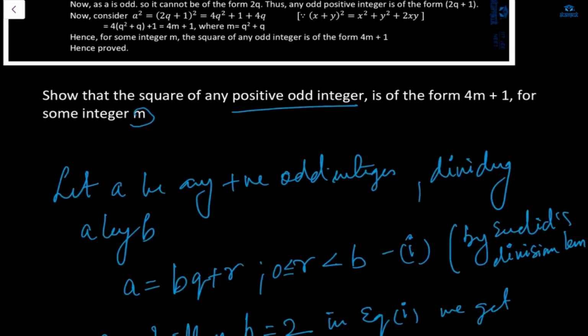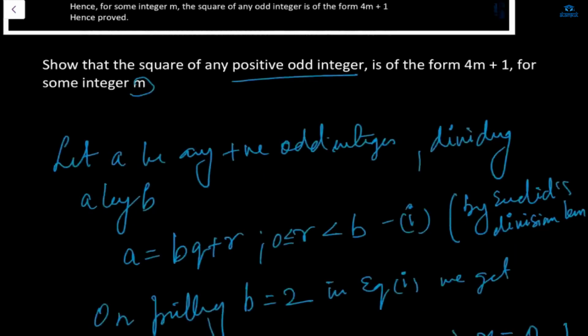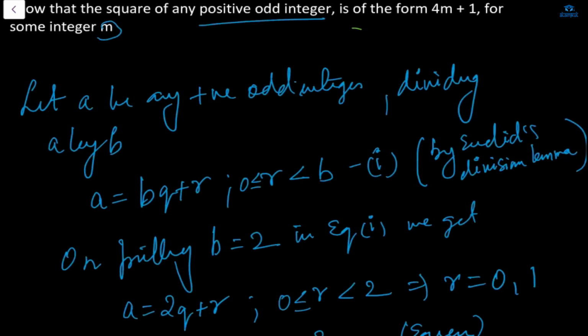Now we are again taking a and b. Here we are taking a because it is asking about any positive odd integer. So let a be any positive odd integer, and we are dividing a by b. If I'm dividing a by b, I'll get a is equal to bq plus r.